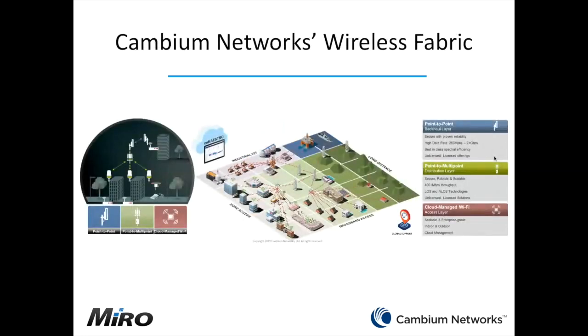So, in summary, what does Cambium look to bring to the forefront? And that is quite simply put as the Cambium Networks wireless fabric. By that, we're talking about an end-to-end solution that covers any type of connectivity that you require. Everything from your point-to-point backhaul solution, so we're talking high capacity over extremely long distances, to your point-to-multipoint solution, which is your distribution layer. And then last but not least, your cloud-managed Wi-Fi, whether it's enterprise Wi-Fi or your residential Wi-Fi solution.